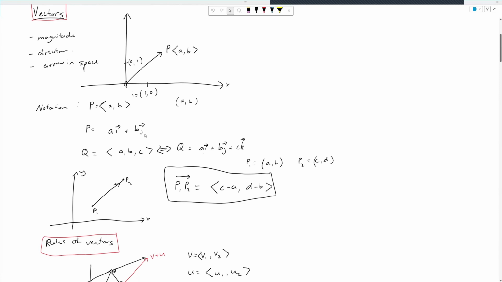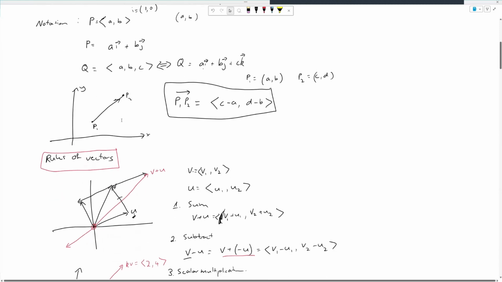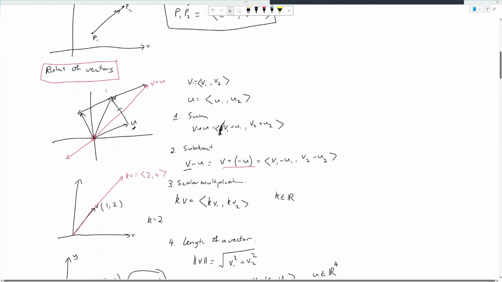It could be denoted with i and j, which are the basis vectors, okay? And these are synonymous to each other, so they mean the same thing. The second part is we learned some rules about vectors.